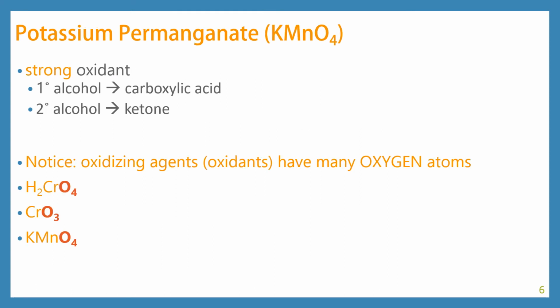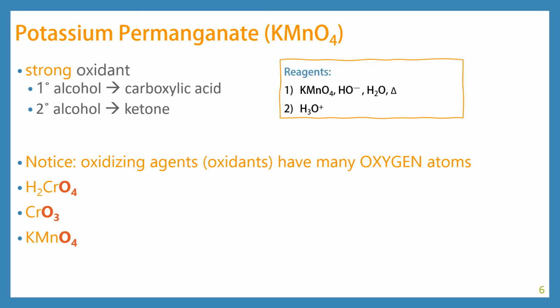Our last reagent here is going to be potassium permanganate. This is another one that you actually saw in OChem 1. You saw it reacting with double bonds, and then depending on the conditions, it either cleaved the double bond or created a diol. So this is a strong oxidant. It'll take a primary alcohol and turn it into a carboxylic acid. A secondary alcohol gets turned into a ketone. The reagents are potassium permanganate, hydroxide, water, and heat, and then you follow it up with an aqueous acid workup.